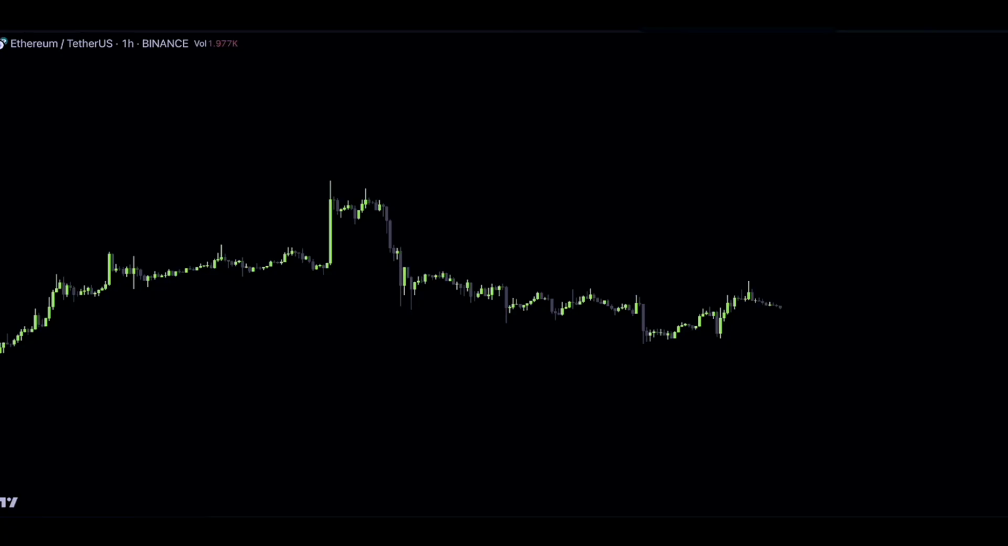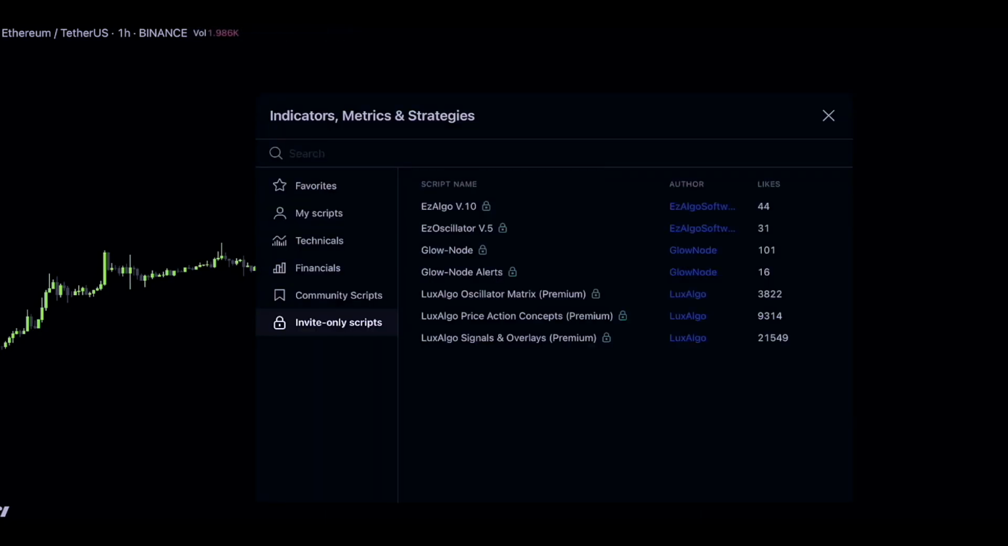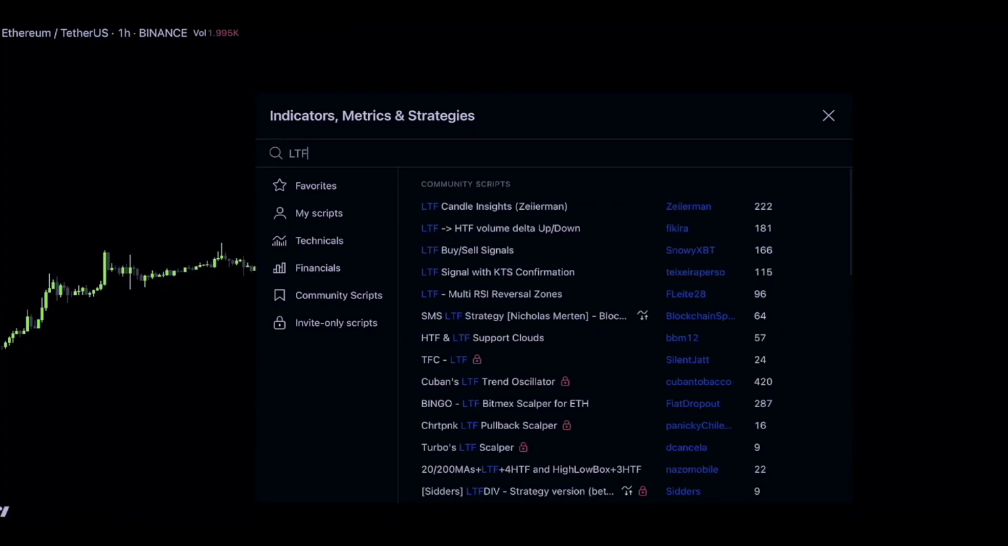Alright, to add this indicator to your chart, just log into your TradingView account and open any chart you'd like. For this walkthrough, I'll use the ETH against USDT chart on the 1 hour time frame. Going to indicators, search for LTF Candle Insights by Zierman, and you'll see it pop up. Big shout out to them, by the way. Once applied, here's what it looks like.